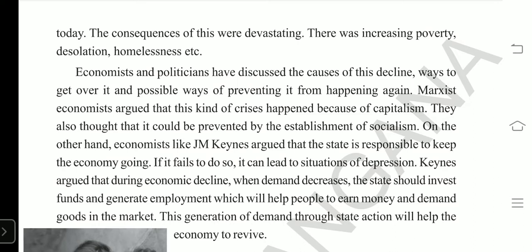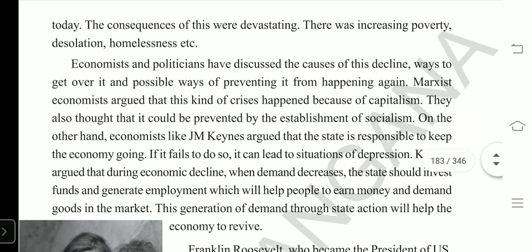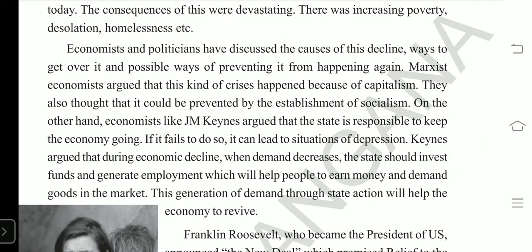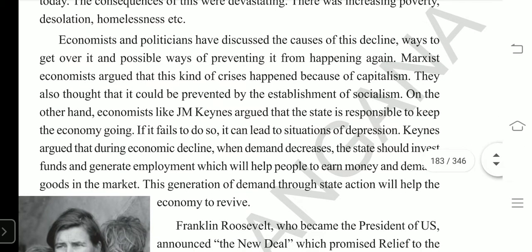In capitalism, there will be a free market. Capitalists are encouraged to produce whatever goods they want, and whatever they want to sell, they can sell at the price which they decide. So it is a market system. According to the Marxists, the capitalistic economic system is the reason for the collapse of the world economies. They also thought that the Great Depression could be prevented by replacing capitalism with socialism. So in place of capitalism, socialism has to be established.